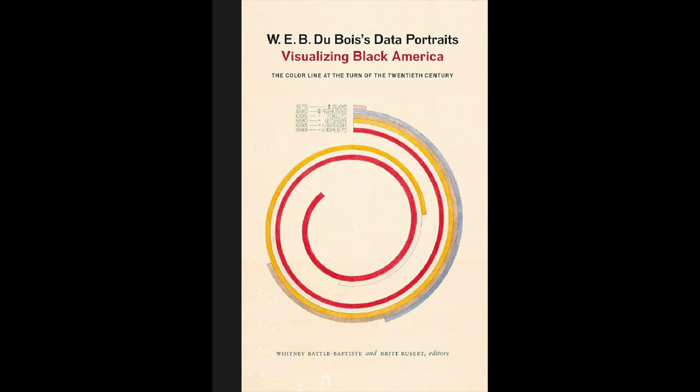And so what I would like to do for the next few weeks, this might be about 8 or 10 episodes, is dig into some historical plots that I think are just really cool and that everyone should be more aware of. So the figures that I'm really interested in are presented in this book, W.E.B. DuBois, Data Portraits: Visualizing Black America, The Color Line at the Turn of the 20th Century. This was edited by Whitney Battle-Baptiste and Britt Russert.